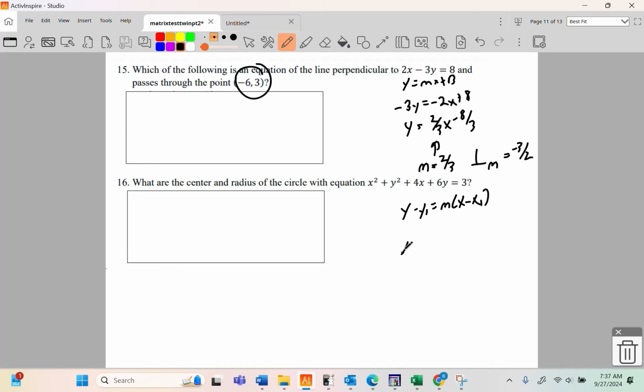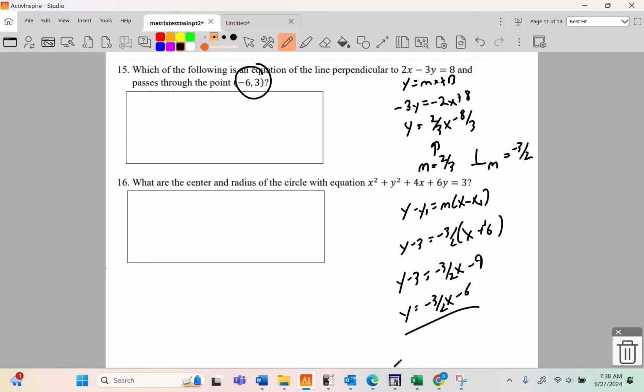This would be y minus 3. The slope is negative 3/2, x minus a negative 6. Taking away negatives is addition, y minus 3 equals negative 3/2 of x plus 6. I would have negative 18 over 2, so minus 9. Add 3 to both sides. Y equals negative 3/2 x minus 6. There's 15.